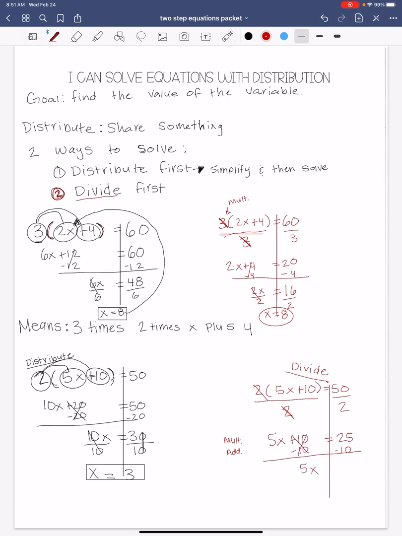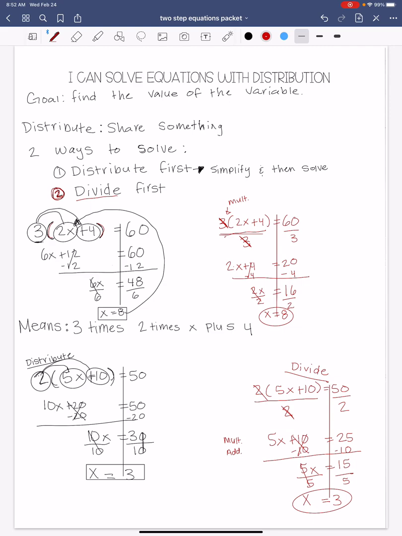And we get 5x equals 25 minus 10 is 15. To undo multiplying by 5, we divide by 5. We do it on both sides, and we get x equals 15 divided by 5 is 3. And if you're not sure on your answers, please double check with a calculator. Use a calculator, double check your work.